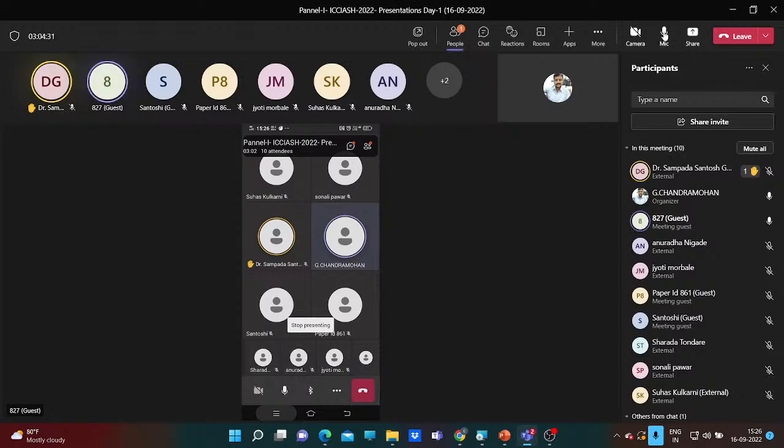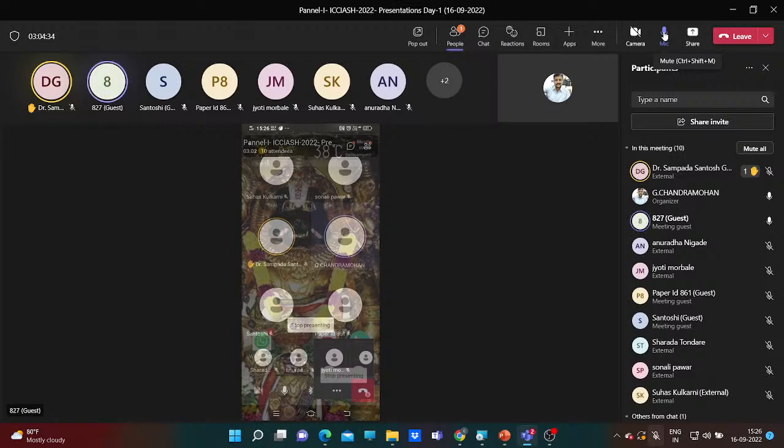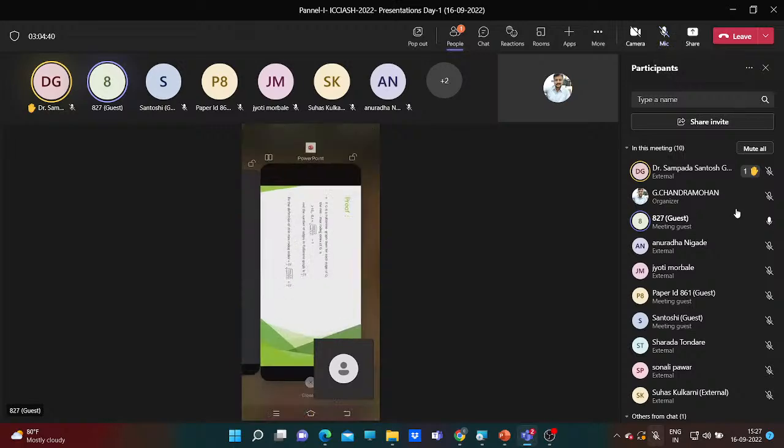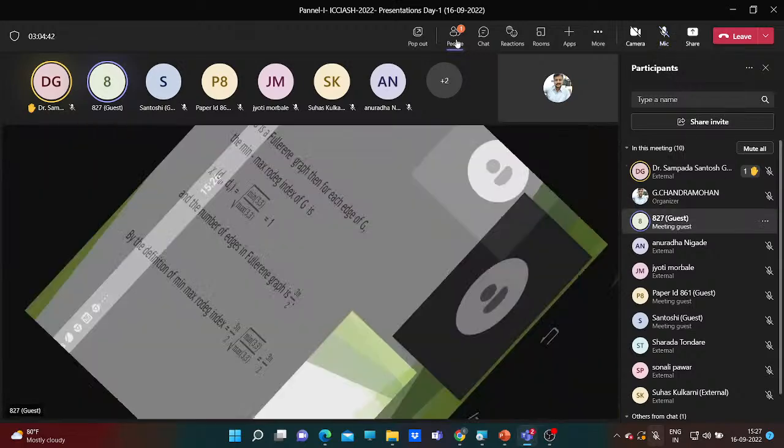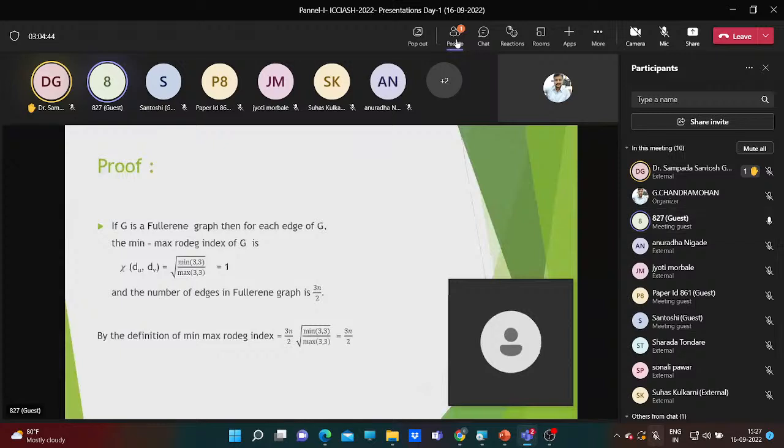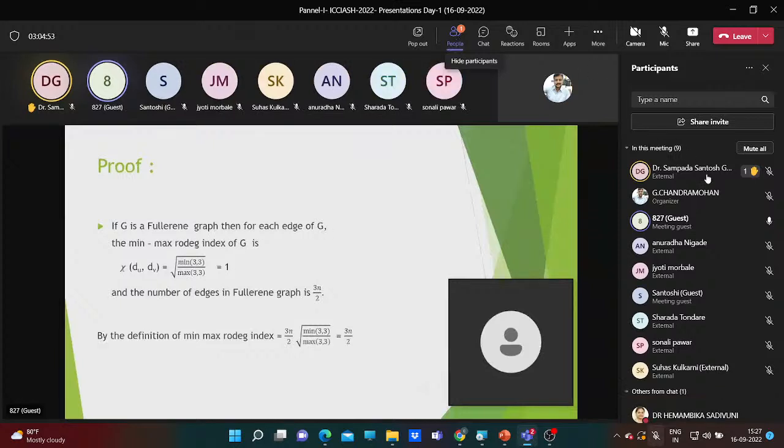So the min-max index of a Fullerene graph, by definition, is the square root of the minimum of 3, 3 divided by the maximum of 3, 3, which is equal to 1, and the number of edges in a Fullerene graph is 3n by 2. So by the definition, we have 3n by 2 into the square root of the minimum of 3, 3 by the maximum of 3, 3, which is 3n by 2.